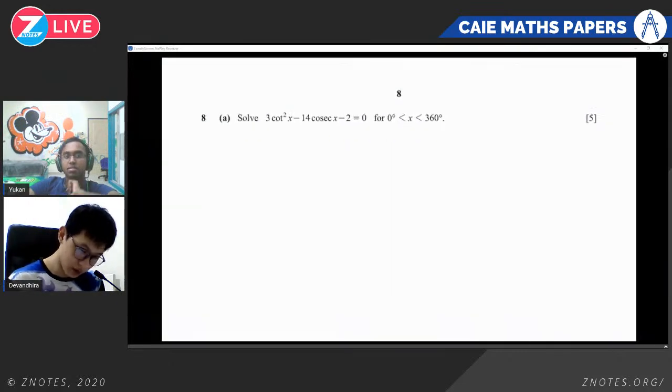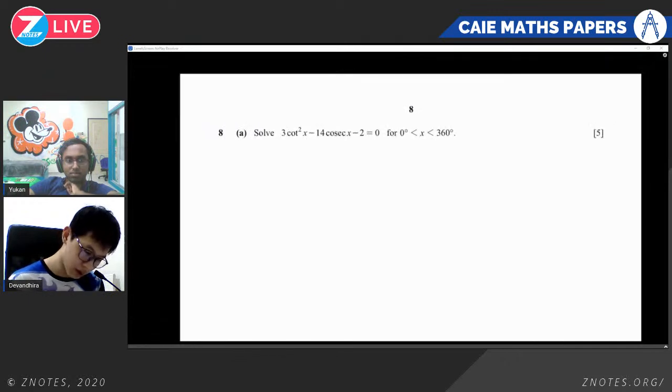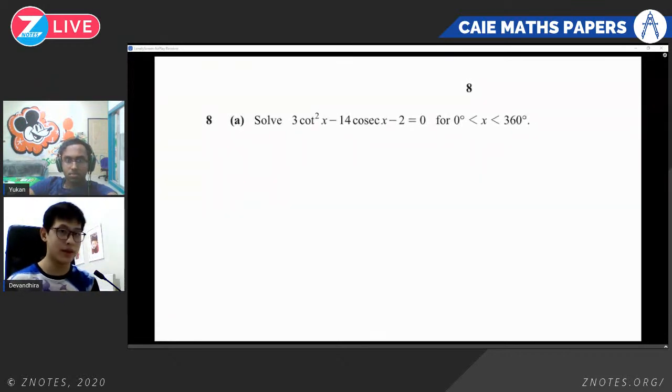All right. Okay then, so let's move on to the next one. Solve 3 cot square x minus 14 cosecant of x minus 2 is equal to 0. These two are different. How can we solve this? What do you think?